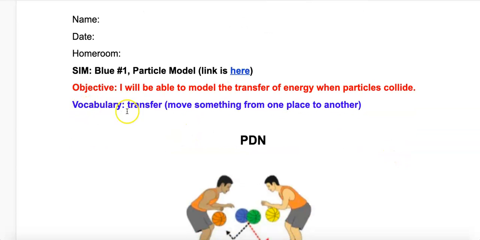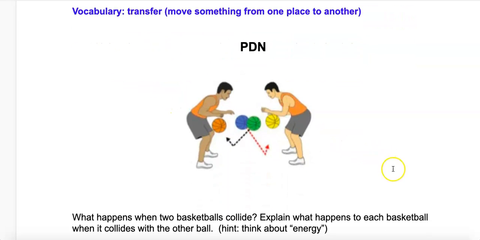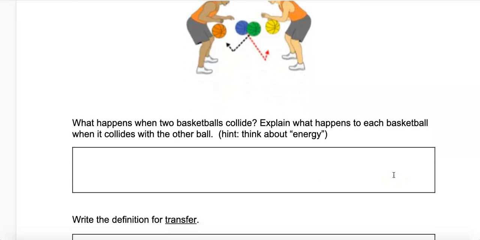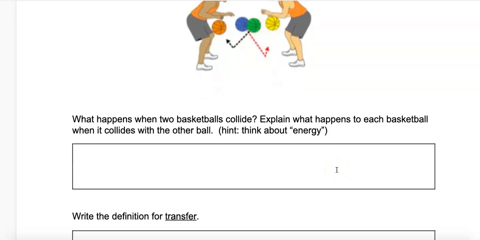As usual, you have in blue your vocabulary word for today, and it gives you your definition, which means to move something from one place to another. And we are actually familiar with this word because we've seen it before in one of our previous units. When you are answering your PDN, because I'm noticing a lot of KIPsters are rushing through work, please make sure you are using sentence starters. Please make sure you are reading the question and properly understanding what the question is asking you.